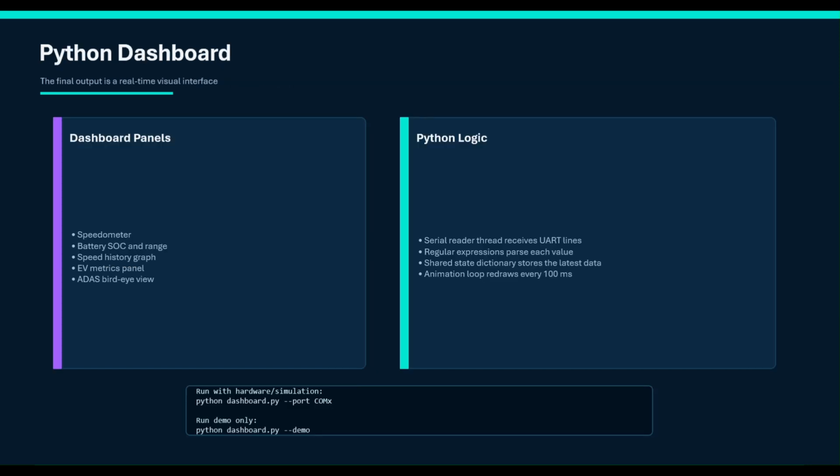The Python dashboard makes the system easy to understand visually. It receives the UART data, parses the values, and updates the display. The dashboard includes a speedometer, battery bar, speed trend graph, EV metrics, and an ADAS bird's eye view. During the demo, this dashboard is the best place to show how the embedded decisions appear in real time.